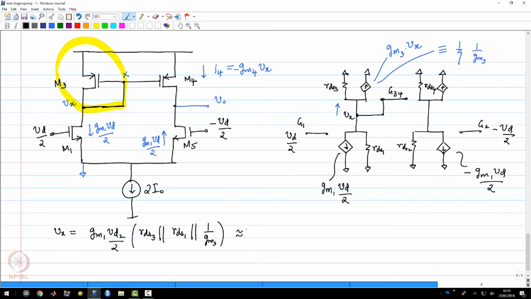And now, since 1 over Gm3 would normally be much smaller than RDS1 and RDS3, I will now make an approximation. Sorry, there should be a negative sign here. I will now make an approximation that this is approximately minus Gm1 by Gm3 times Vd by 2. So voltage at node X will be the current generated by M1 flowing through the parallel combination of these 3 resistances.